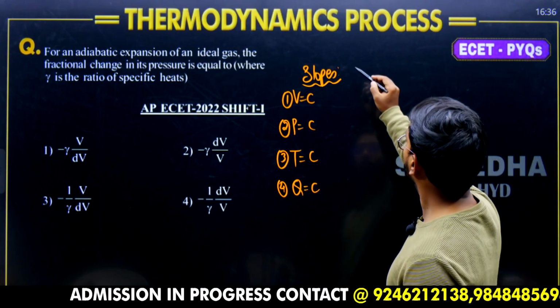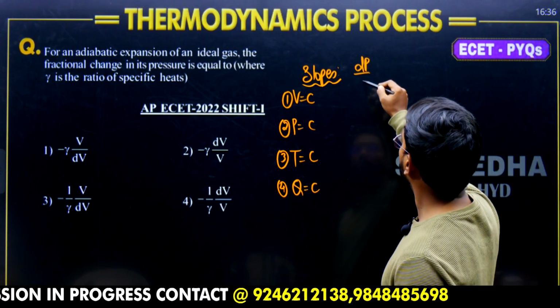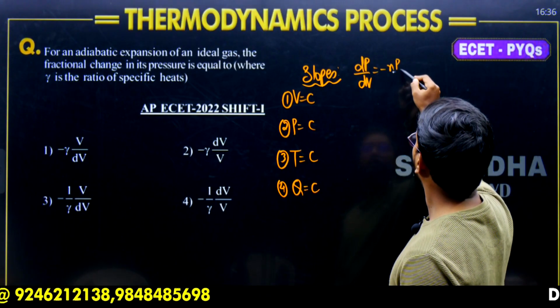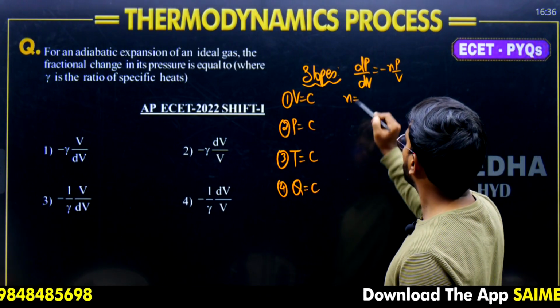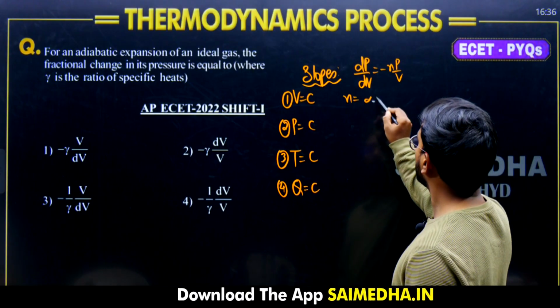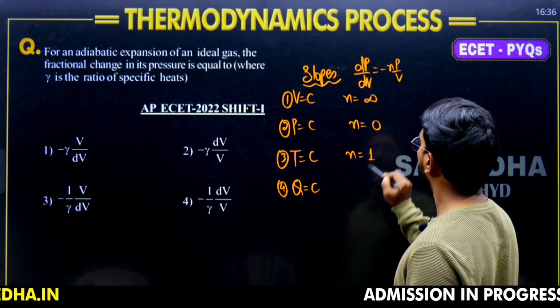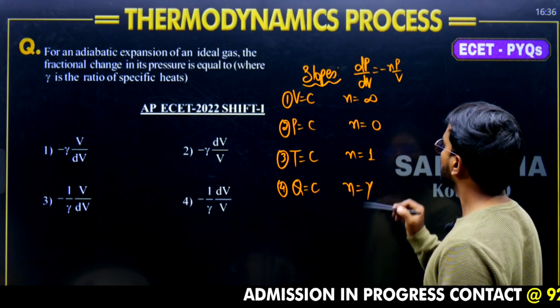What is the formula for slope? Slope is equal to dP divided by dV. dP divided by dV is equal to minus n P by V. The n value: for volume constant, infinity; pressure constant, 0; temperature constant, n is equal to 1; heat constant, n is equal to gamma.